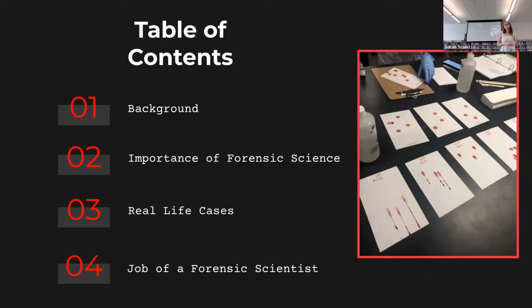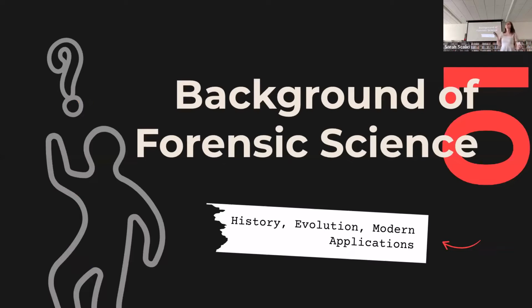Okay. To start off, I have some background, which is how we got to where we are today in the field and why I chose this project. Second, I'll talk about why it's so important in cases and in the courtroom. And then to illustrate that, I'll show you some real life cases in which forensic science was used to exonerate people who were wrongfully convicted. And then I'll go into the people behind the field, who are the forensic scientists. Okay, so first is background, which is history, evolution, and modern applications.